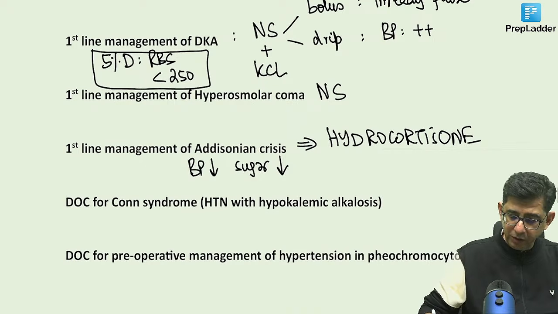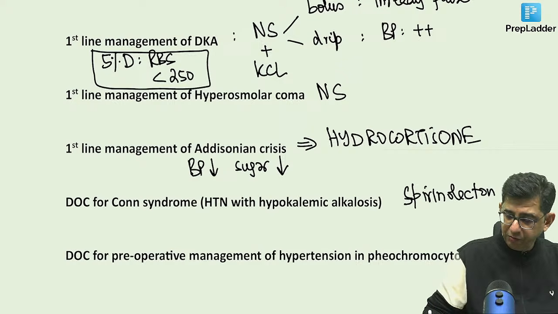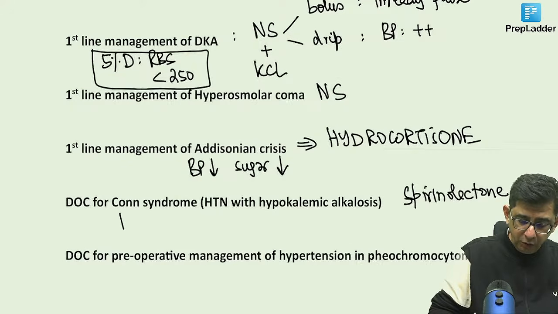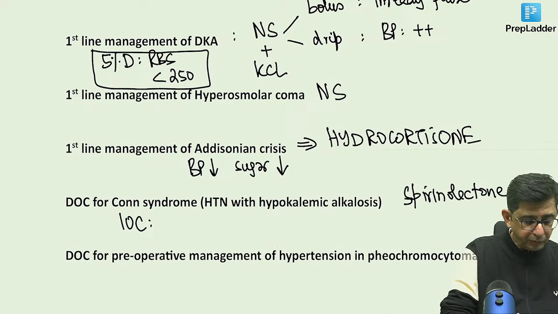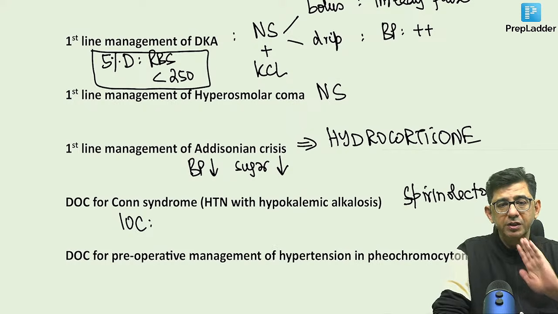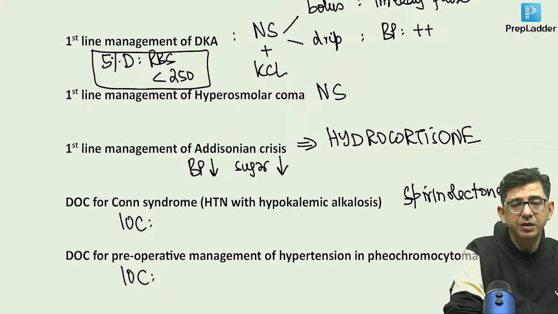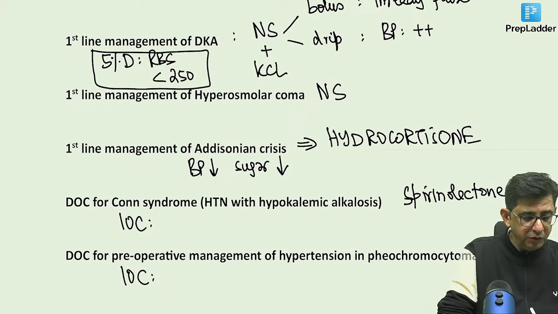Spironolactone is the answer here. If the question is regarding Conn syndrome, and asks what drug you would give for preoperative stabilization, then it is spironolactone. Help me out with the investigation of choice for Conn syndrome, and similarly, the investigation for pheochromocytoma as well. Quick answers please.